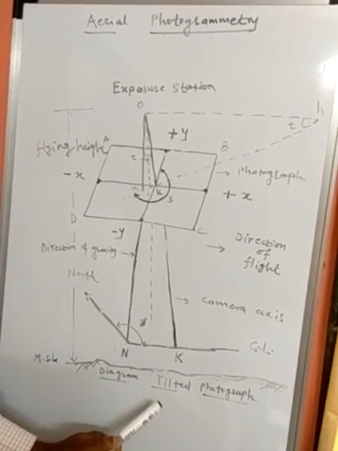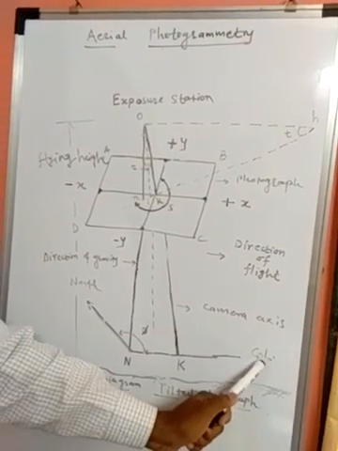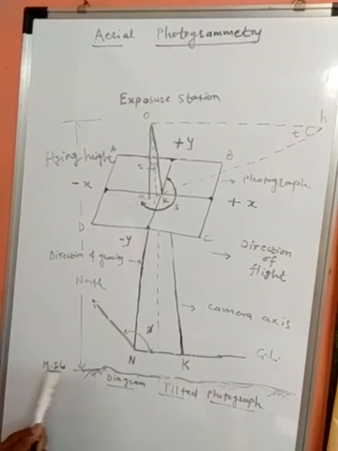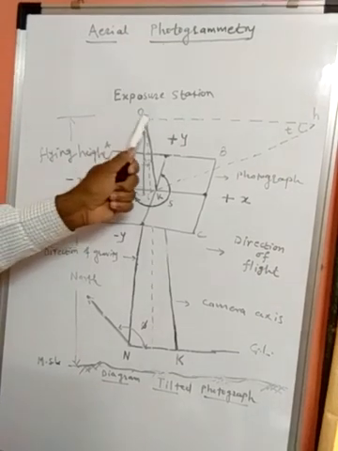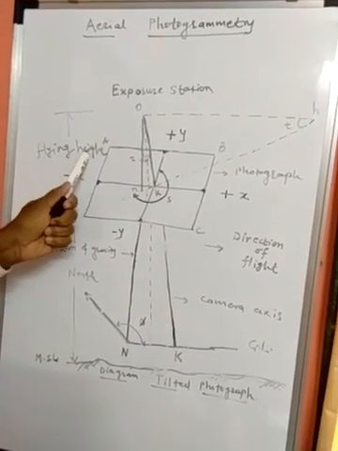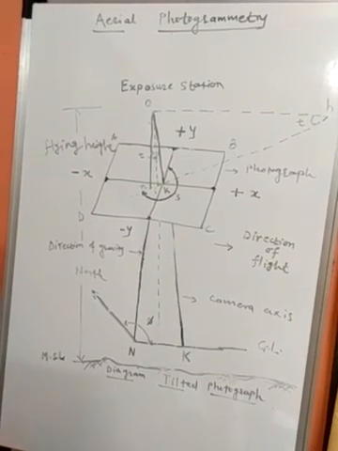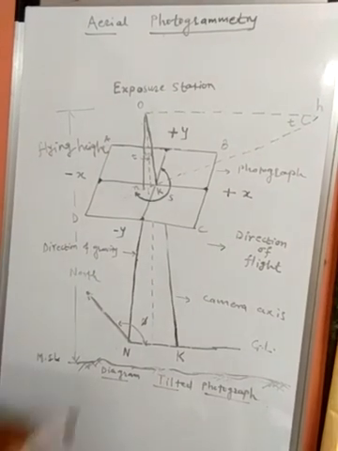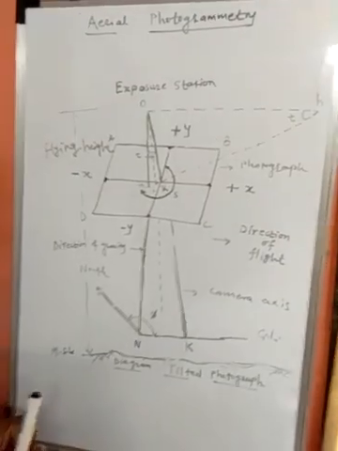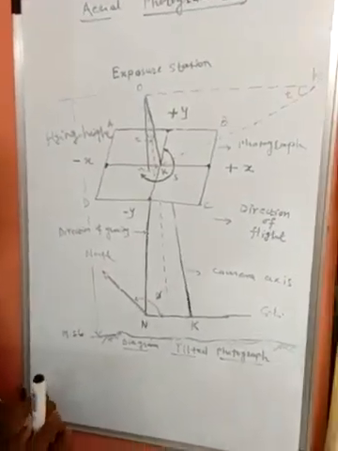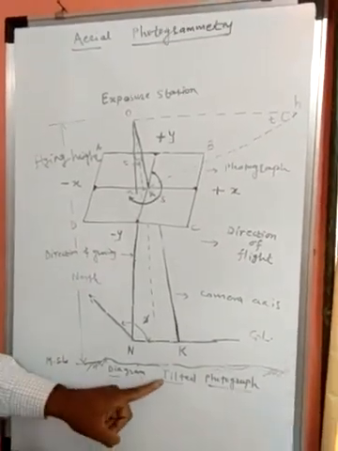Okay, then this actual diagram is a tilted photograph. Then this is actual GL. GL is the ground level. Okay, and from that MSL, we see here that from this MSL up to the exposure station O is called the flying height, which is measured along the camera axis. Okay, then let's see their terminology one by one. What do you mean by vertical photograph? This vertical photograph is nothing but an aerial photograph made with the camera axis coinciding with the direction of gravity. Okay, then what about the tilted photograph?